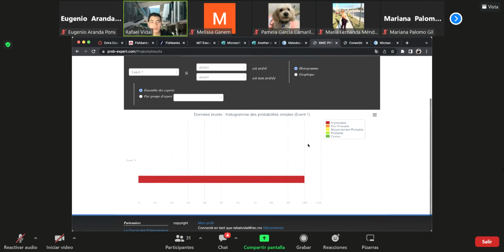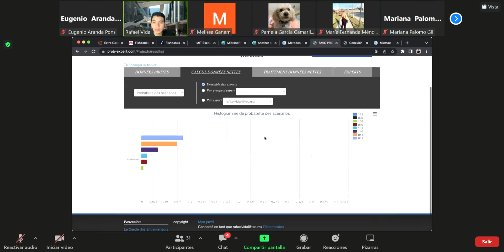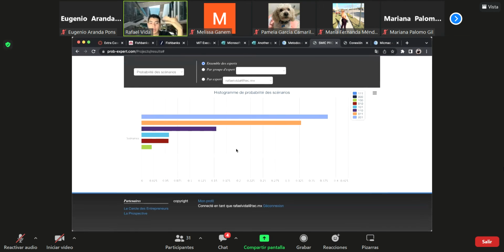So we already have the results. Go here in calcul.net, and here you have the different probabilities of your different scenarios. In this case, scenarios are comprised by the events you defined. So the most probable one is, remember this is binary, so it's 0, 0, 1. Event 1 doesn't occur, event 2 doesn't occur, event 3 occurs.